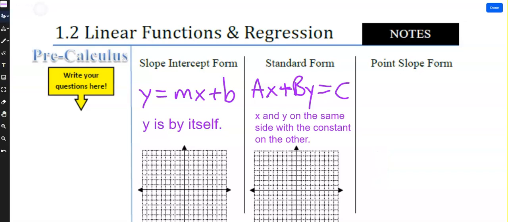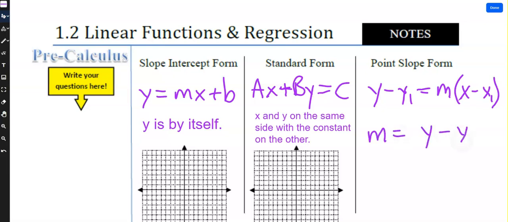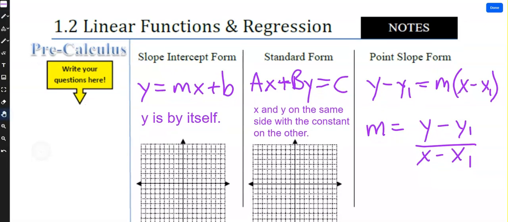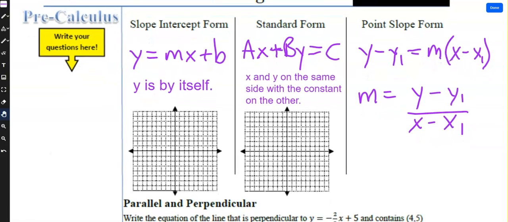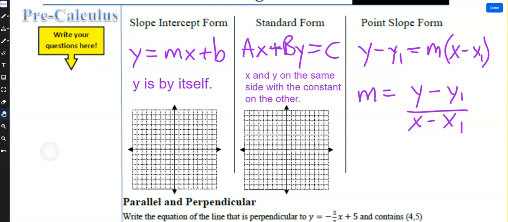And then the point slope form of the line, y minus y1 equal to m times x minus x1. That is really just a modification of the slope formula. Difference in y's over difference in x's. You notice that they just took the slope formula and basically cross-multiplied it. That's all they're doing. Any questions on those, since we've seen those before?